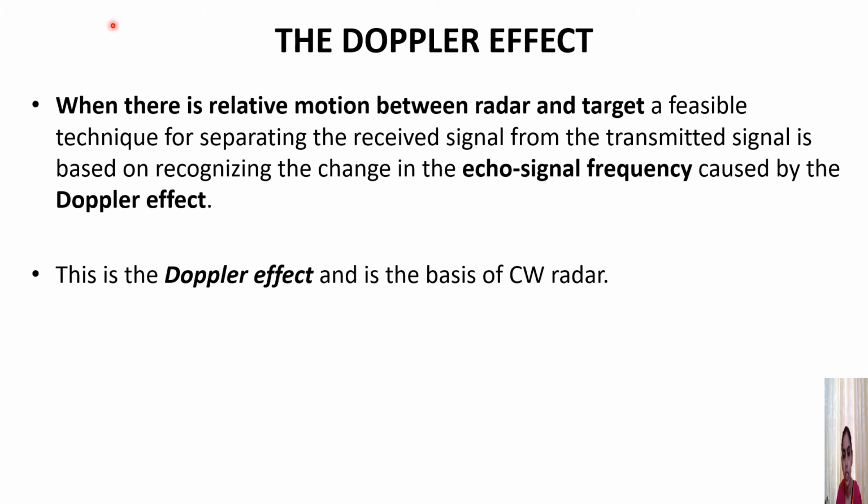But when we are considering that there is a motion, that is our target is continuously moving, we have to consider an effect called the Doppler effect. That is, our received echo signal will have a shift in frequency from the frequency which was originally transmitted. This change in frequency is called the Doppler effect and it is the basis of CW radar. So we first have to see what we mean by the Doppler effect, and afterwards we can see the block diagram of CW radar.